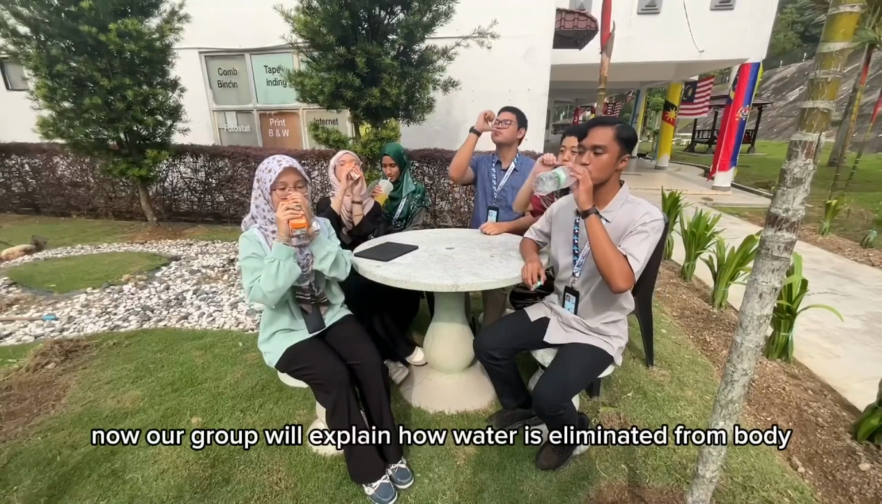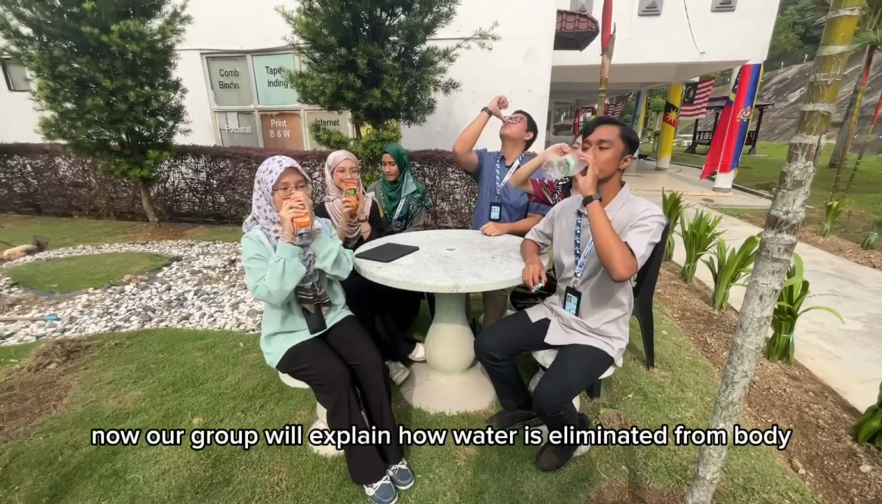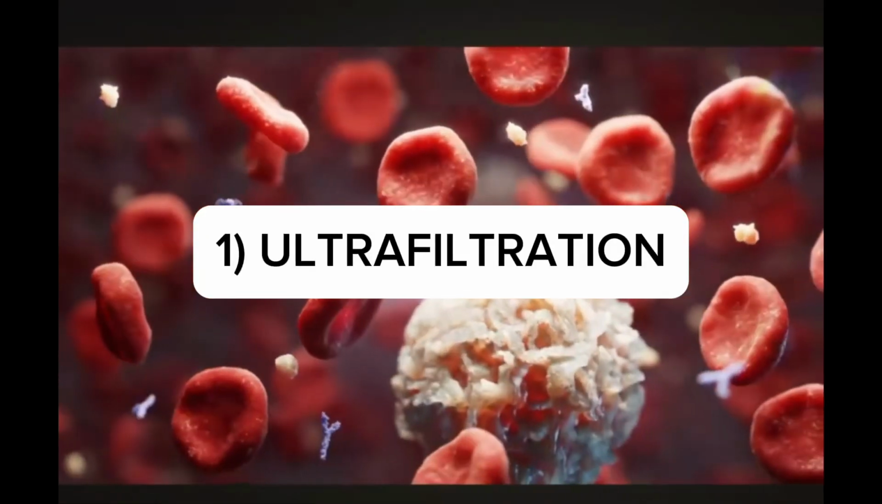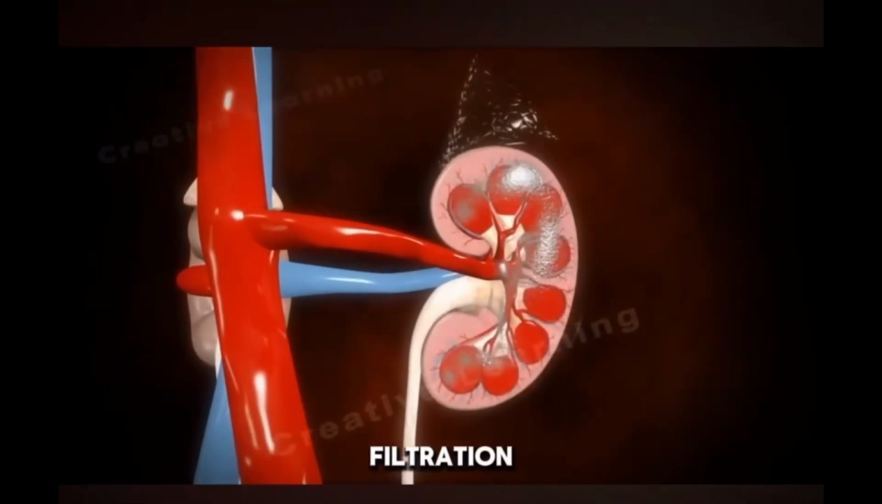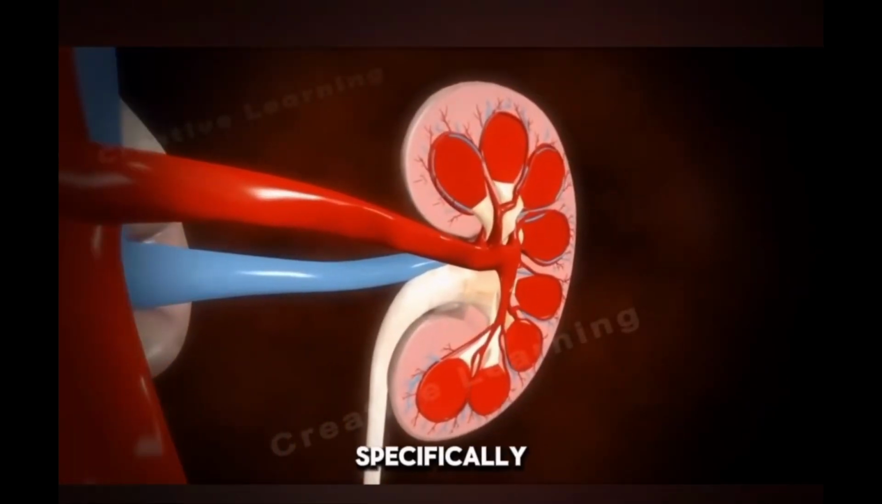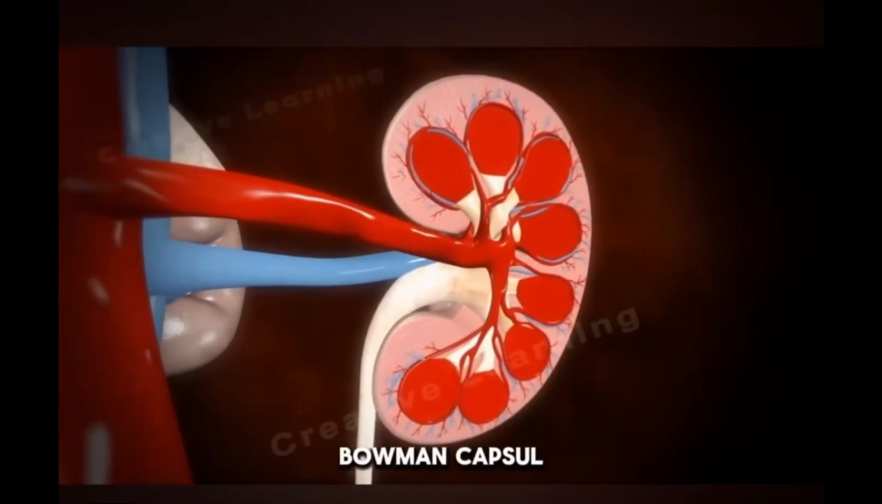Now our group will explain how water is eliminated from the body. I'll be discussing the process of filtration that occurs in the kidneys, specifically in the glomerulus and Bowman's capsule.